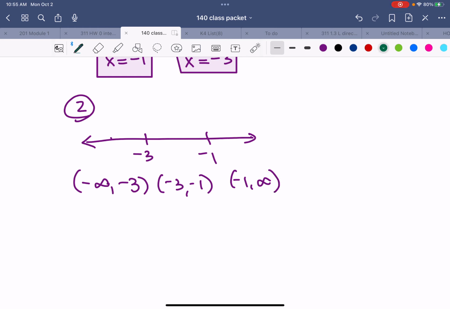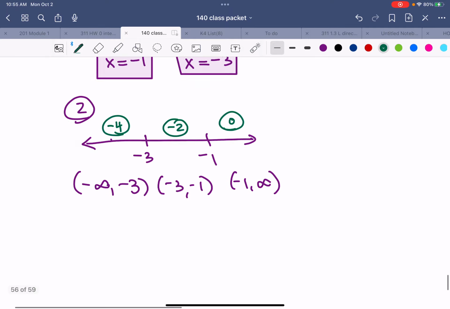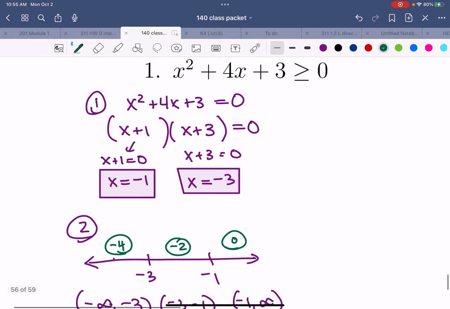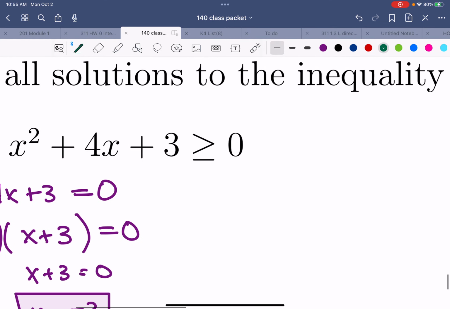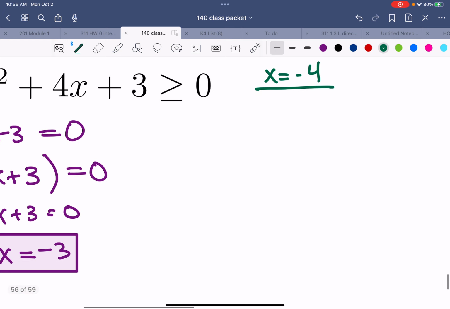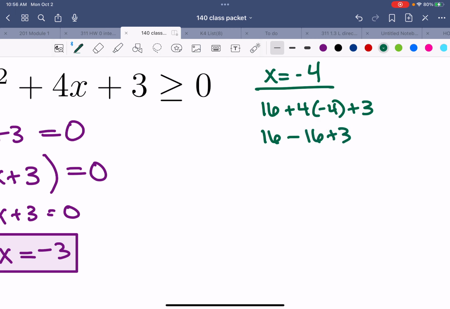Now I'm going to choose a test point, so any number within that interval. I'm going to choose -4 over here, -2 between them, and 0 over here on the right. And I'm going to test all three of those points in the original inequality. I'm going all the way back to the original one, and we're going to start with -4. So if x equals -4, I'm plugging it in here, then I want -4 squared, which is 16, plus 4 times -4 plus 3. So 16 minus 16 plus 3, and I get just 3.